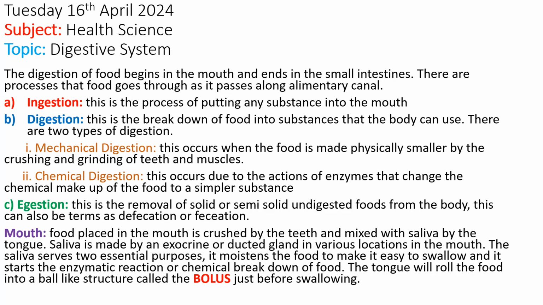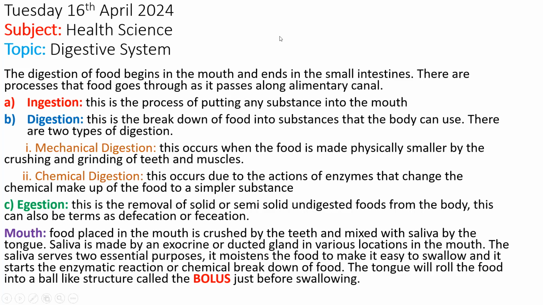Yes, sir. Read what happens inside of the mouth. Food placed in the mouth is crushed by the teeth and mixed with saliva by the tongue. Saliva is made by exocrine or ducted gland in various locations in the mouth. The saliva serves two essential purposes. It moistens the food to make it easy to swallow, and it starts the enzymatic reaction or chemical breakdown of food. The tongue will roll the food into a ball-like structure called the bolus just before swallowing. Very good.